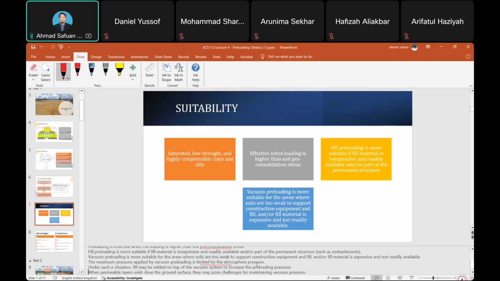So vacuum preloading is more suitable for the area where the soil is too weak to support construction equipment and fill, or if fill material is expensive and not readily available. So it's very far to transport, or to import the fill material to be filled at the site. Then the use of vacuum preloading is another alternative.